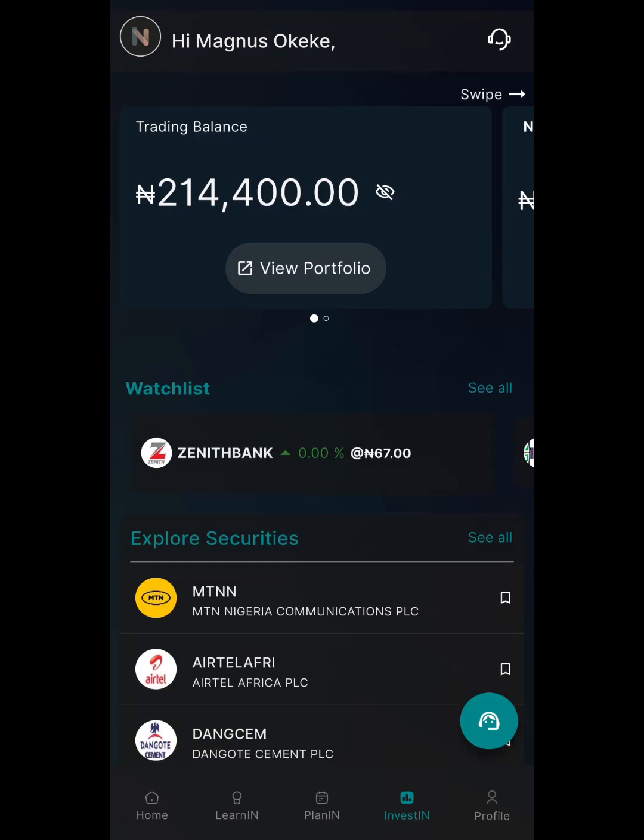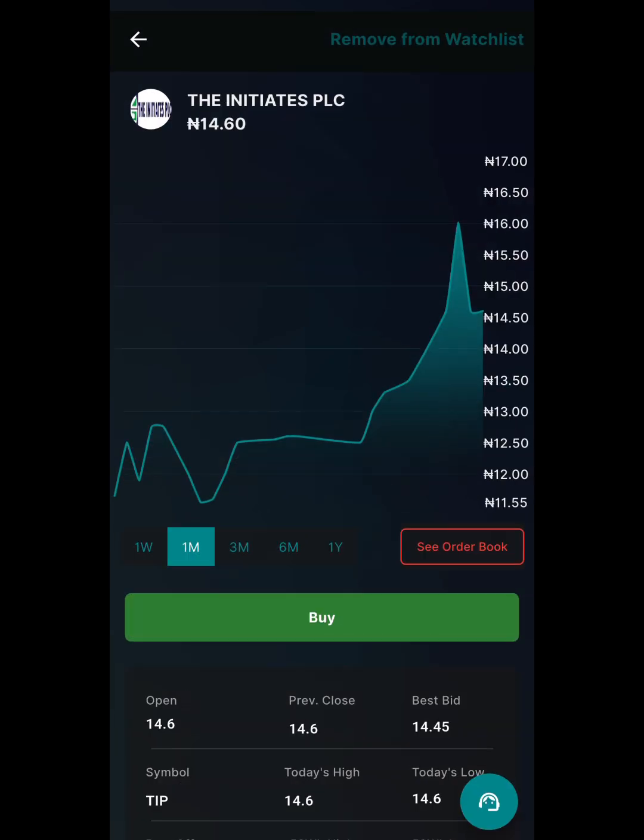So sometimes you don't want to buy shares of a company at the current market price. You want to buy cheaper, or you want to buy when the price is going up. So I want to show you how to do that with the limit buy. So this is the stock I want to buy. It's called Initiate PLC, TIP.